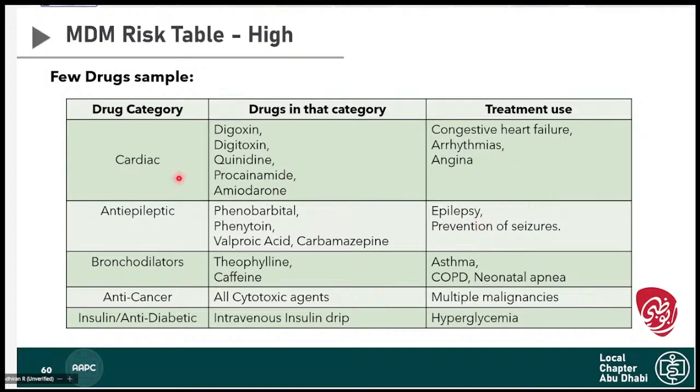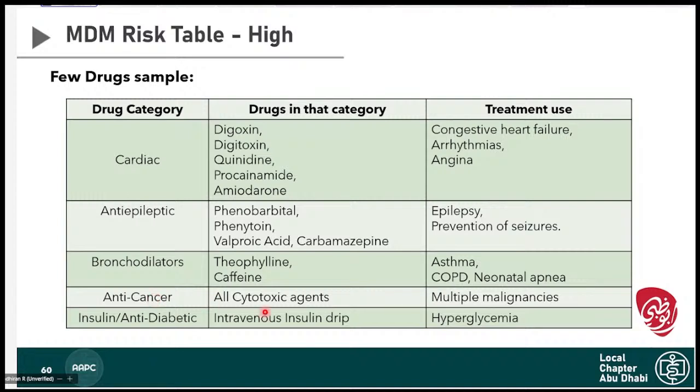Some of the cardiac drugs we can call digoxin, digitoxin, quinidine, procainamide, amiodarone. Okay, so these help to treat congestive heart failure, arrhythmia, angina conditions. Next, anti-epileptic drugs: phenobarbital, phenytoin, valproic acid, carbamazepine. These help to treat epilepsy, prevention of seizure. Next, bronchodilators: theophylline, caffeine. These are used to treat asthma, COPD, and neonatal apnea.